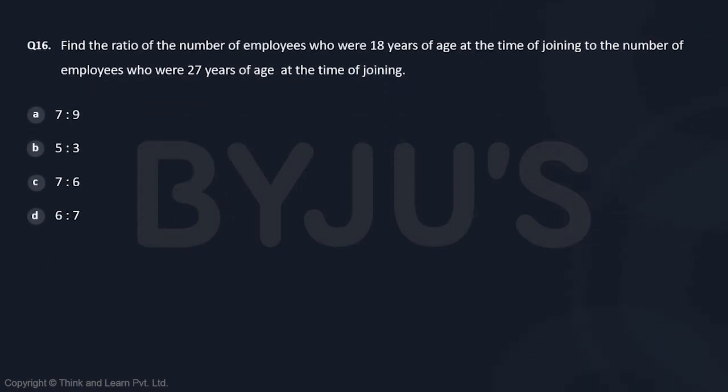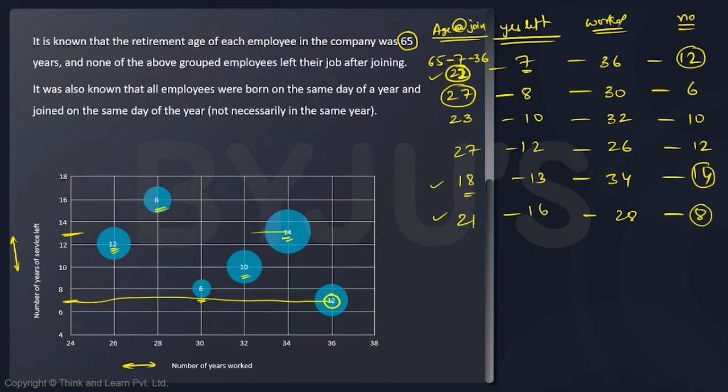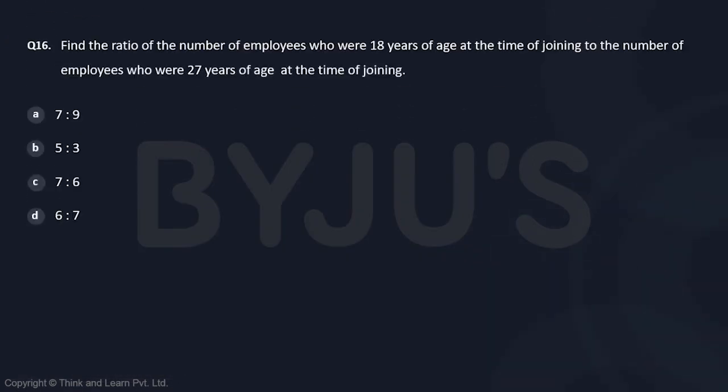Next question. Find the ratio of the number of employees who were 18 years of age at the time of joining to the number of employees who were 27 years of age at the time of joining. So 18 to 27 ratio. So 18, only this group, so that is 14 people. For 27 there are 2 groups. So 27 is 6 and 12. 6 plus 12 is 18. So this is 14 to 18, 7 to 9. So 7:9 is the ratio. So the answer should be 7:9. You can clearly see it is option A. It's a simple question. This is one of the easiest sets in this entire mock.